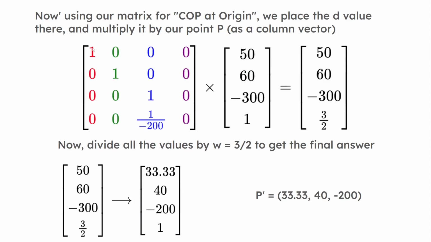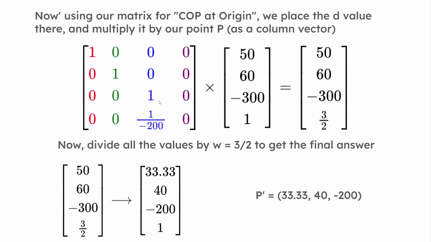So the formula was like an identity matrix. This corner here was 0, and this part was 1 by d. Since the d value is negative, it is 1 by minus 200. And what you need to do is, our target point was 50, 60, minus 300. We arrange this point into a column vector here, 50, 60, minus 300, and 1, since it is a homogeneous system.